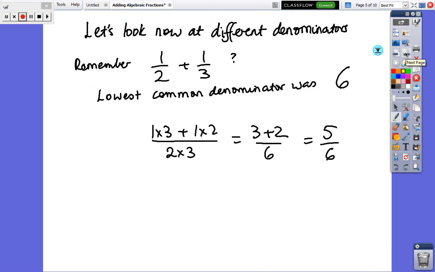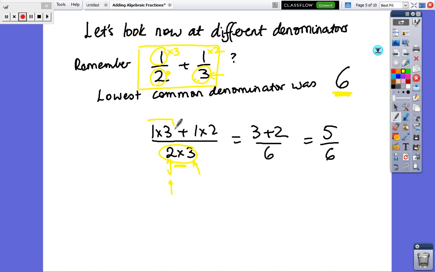Okay, so now we have to look at different denominators. So when we had a question like this in the last video, we found out that the lowest common denominator was 6. And what we do is we circle. Okay, so 2 and 3 are different numbers, so we need both those numbers in the denominator. And then the 2 is missing the 3, so we times that by 3, and the 3 is missing the 2, so we times that number by 2. So then both denominators will both have a 6, but we have to change the numerators.